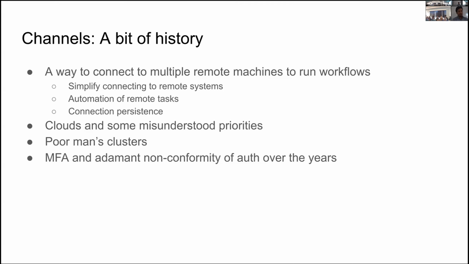And on top of all of this, as the world evolved, MFA became a thing. Everybody wanted to have MFA to make sure that things are secured. And then we noticed that every single facility has its own little spin in how it asks for MFA tokens. Authentication is just very non-conformant. It's all difficult and different. So this is the world of channels, and we found it very difficult to manage this situation, which is sort of why Globus Compute happened, to solve that problem of connectivity.